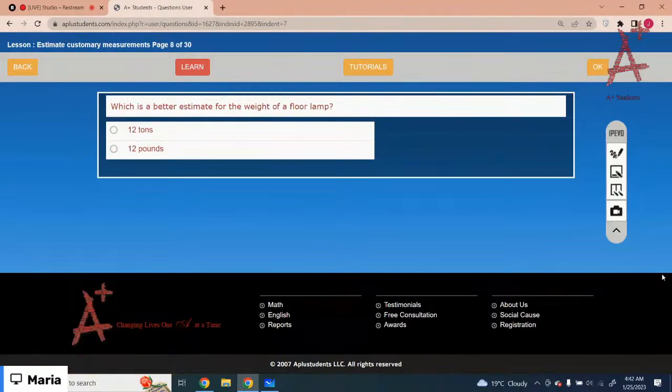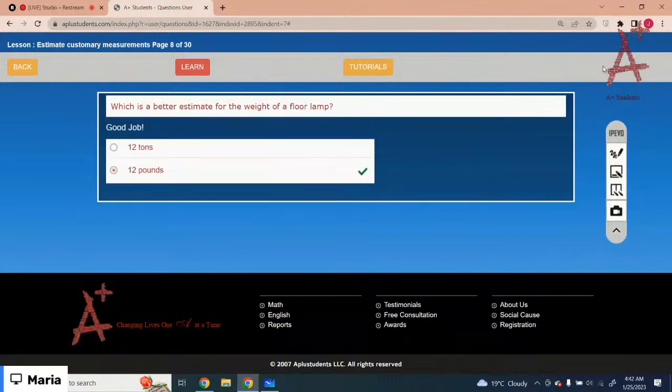Okay, which is a better estimate for the weight of a floor lamp? So which is the correct option? It would be 12 tons or 12 pounds. It is just 12 pounds. Got it? Because tons is a much bigger unit. So the weight of the floor lamp would be 12 pounds.